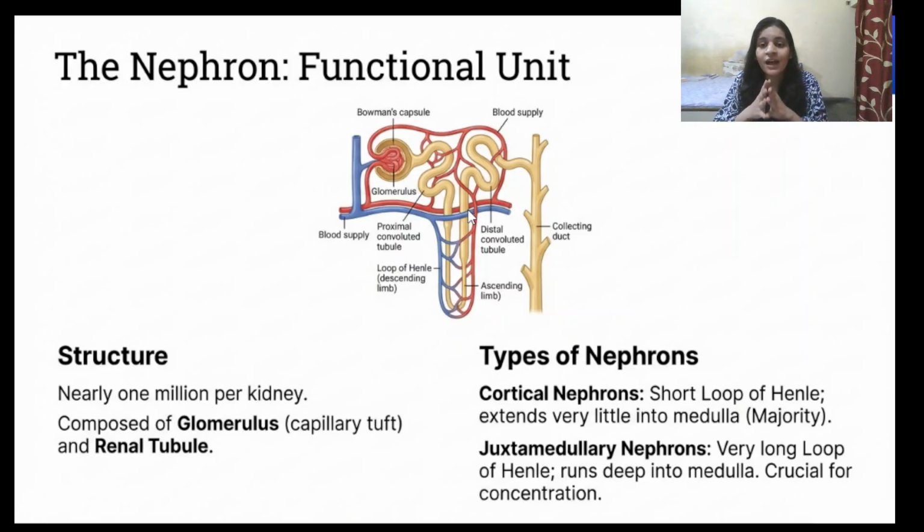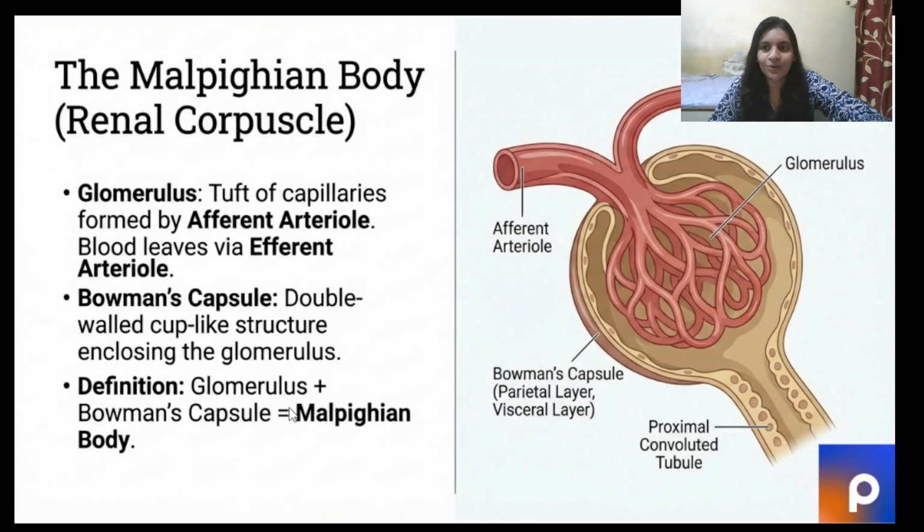On the other hand, we have the juxtamedullary nephrons. Here they have a very long loop of Henle which runs deep into the medulla. And why are these kinds of nephrons important? Well, these are very few in number as compared to cortical nephrons. They are literally just 15%, but they are responsible for the concentration of your urine so that you don't lose a lot of water in the urine. All right, ma'am, this is interesting. Cool. So now in the next video, we'll be talking about this glomerulus in more detail, the Malpighian body.